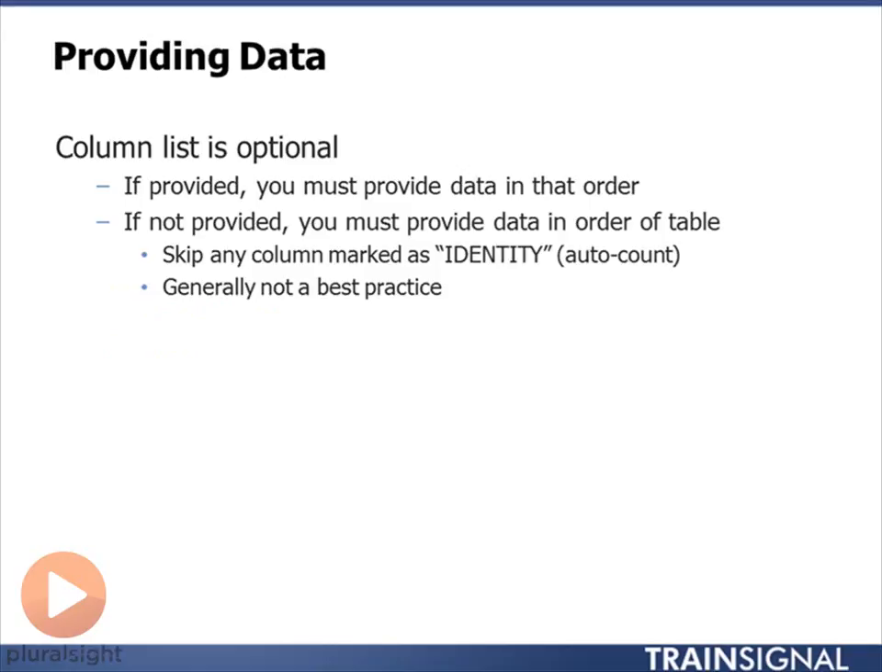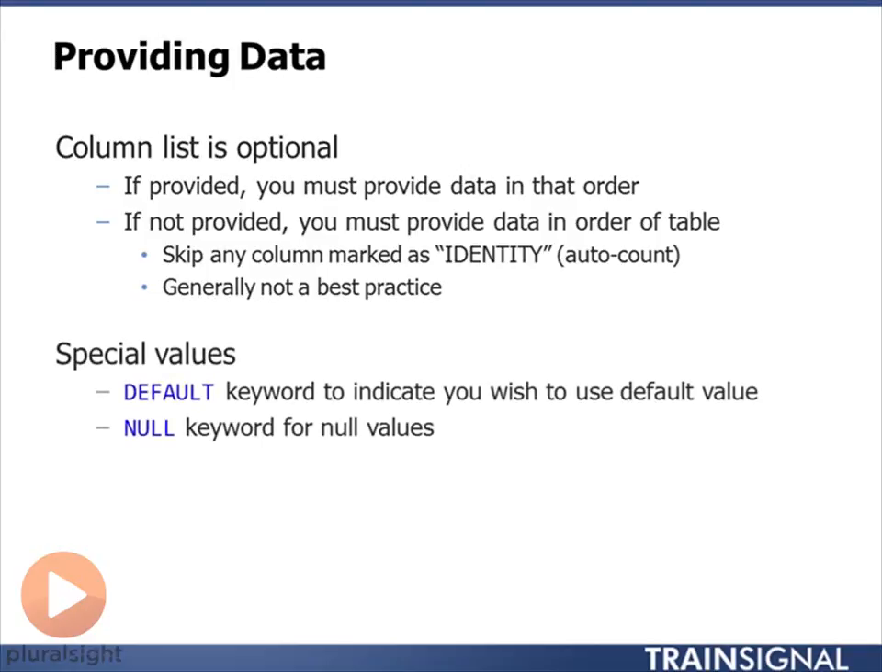Now I mentioned before that the column list is optional. If it's provided, then you have to provide the data in that order. If it's not provided, however, you must provide the data in the order of the table, keeping in mind that you can skip any column that's marked as an identity or an auto count. Generally speaking, not listing the columns is considered a best practice because, A, the order of the columns could change behind the scenes in the table, and B, it just reads better if you've got all of the columns.